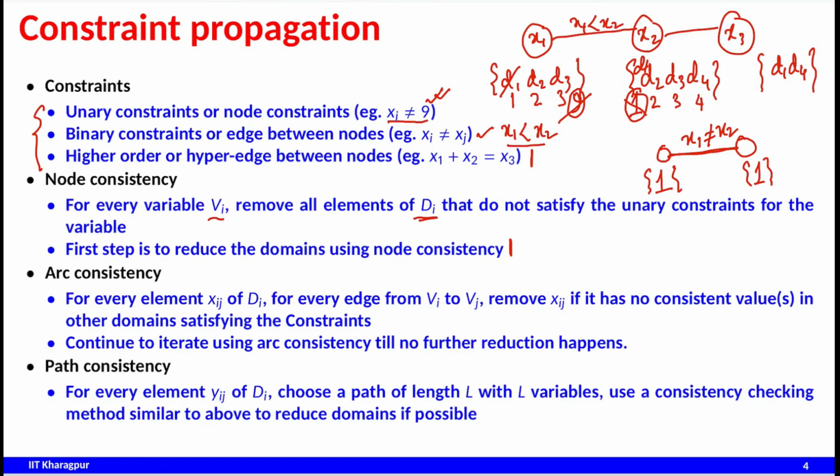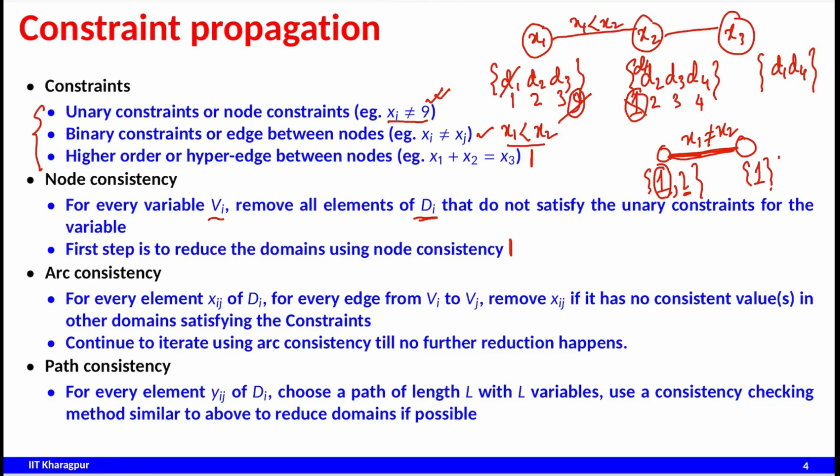But let's say I have 1 and 2 here, and this is 1. Then this arc is consistent, because if I choose 2, I have some other value other than 2 on this node. So this arc is consistent in that way, but when I choose 1 for this node, then it is not consistent.